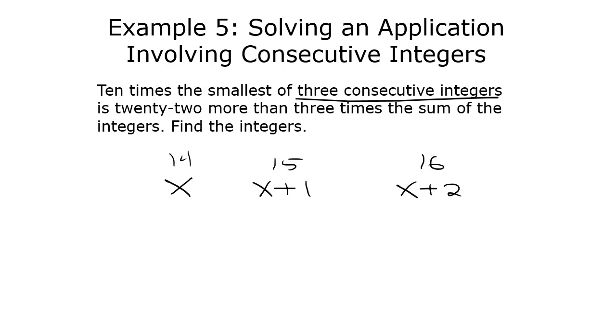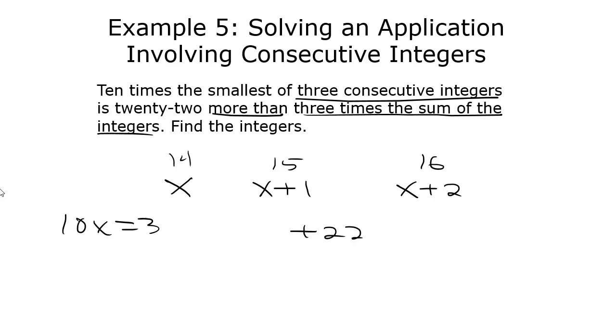Well, 10 times the smallest, so that's just 10x, we know this is the smallest, is 22 more than, so we've got to add 22 to something: 22 more than 3 times the sum of the integers.